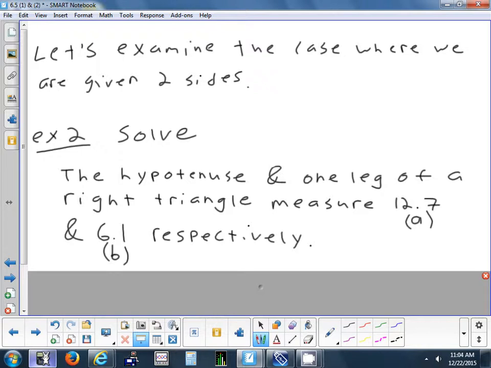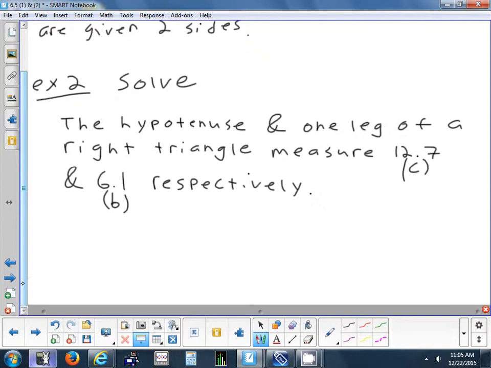It says the hypotenuse and one leg of a right triangle. So 12.7 is the hypotenuse, so that would be C. I'm sorry, so that does make a difference. No, 6.1, I know that's not the hypotenuse. And again, for 6.1, I meant to say it doesn't matter if you call that A or B. But the hypotenuse, generally, you should keep that as C.